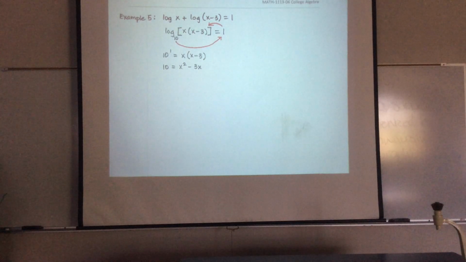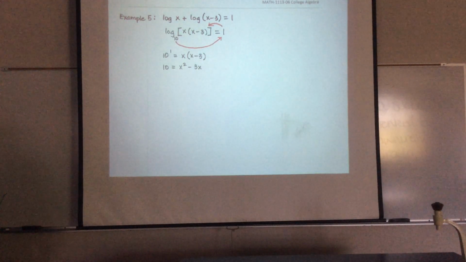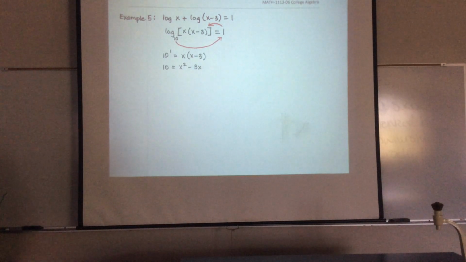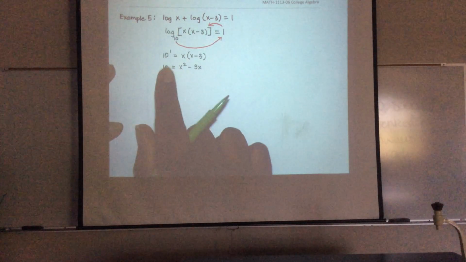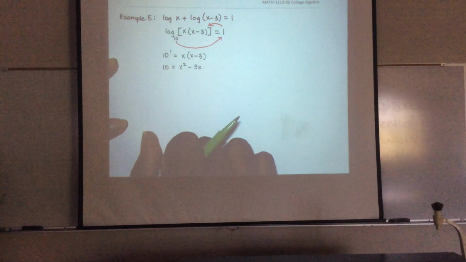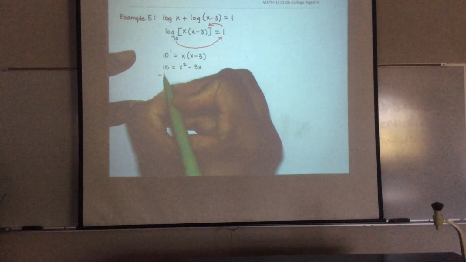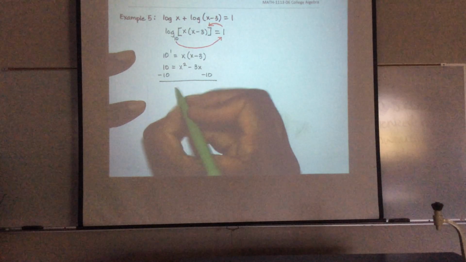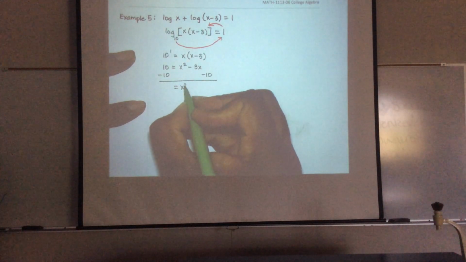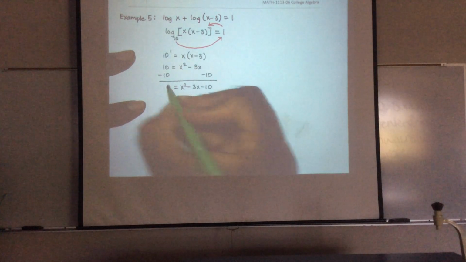So now I have a quadratic equation because of that x squared. And when I have a quadratic equation, I need to get a 0 on one side of this equation. What I'm going to do here is move the 10 over to where the x squared minus 3x is. I'm going to do that by subtracting 10 on both sides. So now you got x squared minus 3x minus 10 equal to 0.